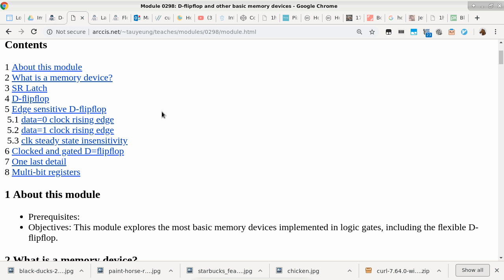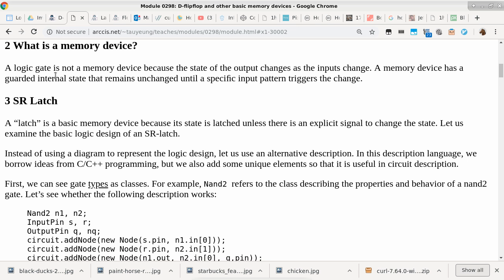In other words, we do not have a scenario where the output of one gate indirectly goes back to the input of an earlier gate. We do not have that scenario up to now. So we are introducing memory devices now. A logic gate is not a memory device, because the state of the output changes as soon as the input changes, with a propagation delay. So it doesn't remember anything. If you change the input, the output changes accordingly. There's no such thing as memory when we talk about the AND gate, OR gate, and stuff like that.